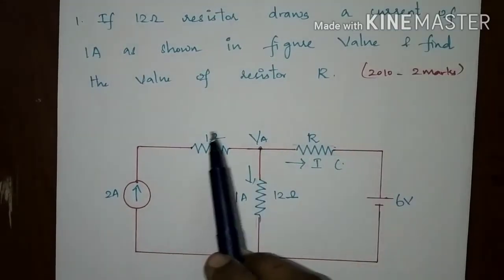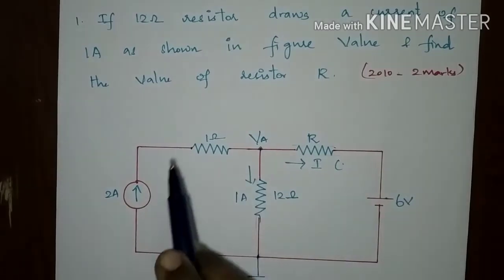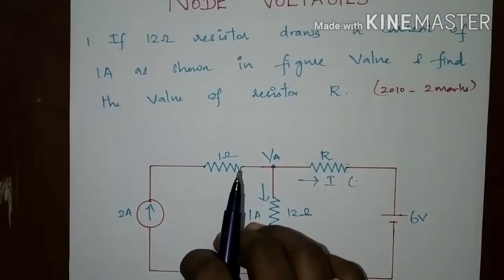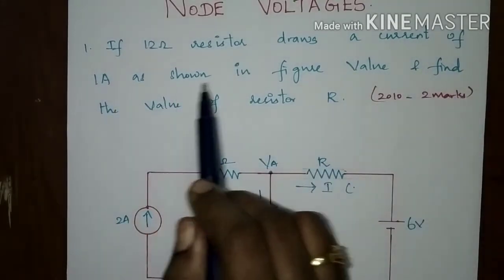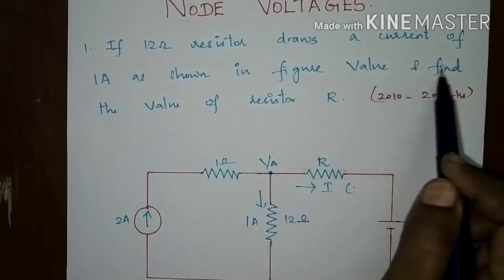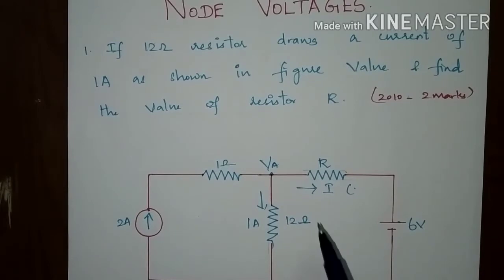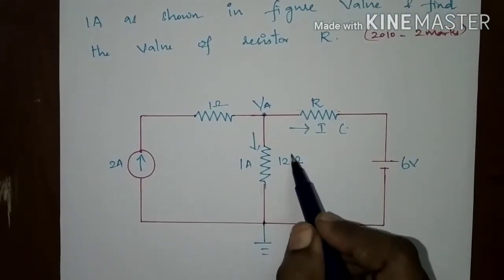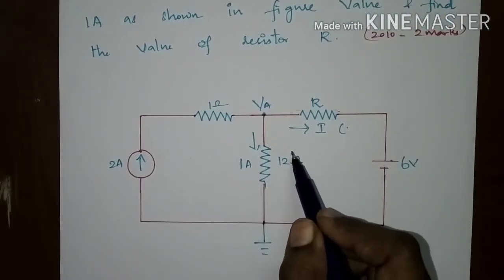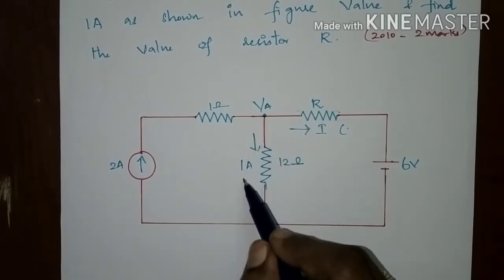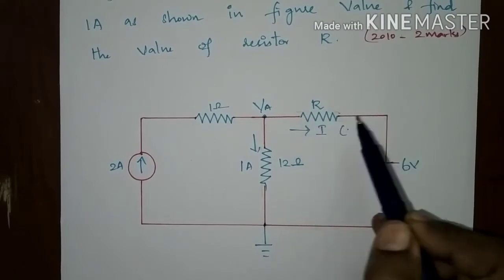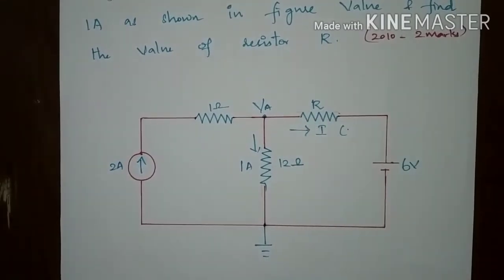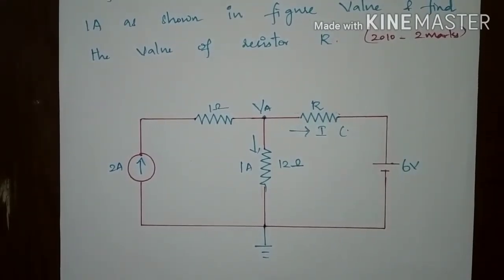This is a problem which was asked in GATE 2010 of 2 marks. If the 12 ohms resistor draws a current of 1 ampere as shown in the figure, find the value of the resistor R. See, this is a 12 ohms resistor. As given in the problem, this 12 ohm is drawing a current of 1 ampere. They have asked for the value of the resistor R in the circuit. It is very easy and they have asked for 2 marks.